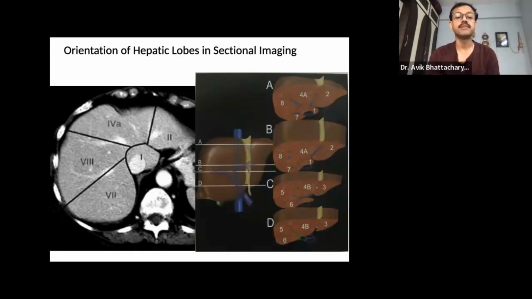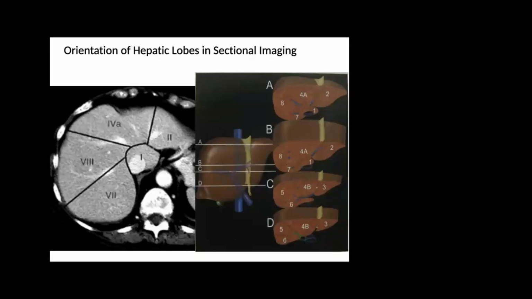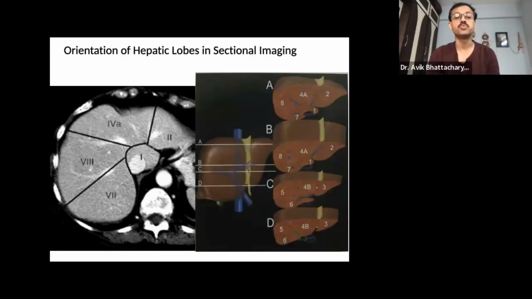This is at the level superior to the portal confluence. Here you can only see the liver parenchyma. You cannot see the gallbladder or falciform ligament. So in this segment, which is superior to the portal confluence, these are the segments. The medialmost segment is segment 2. Then the lateral segment of left lobe is segment 4A. Posterior to the middle hepatic vein, but anterior to the right hepatic vein is segment 8. And posterior to the right hepatic vein is segment 7.